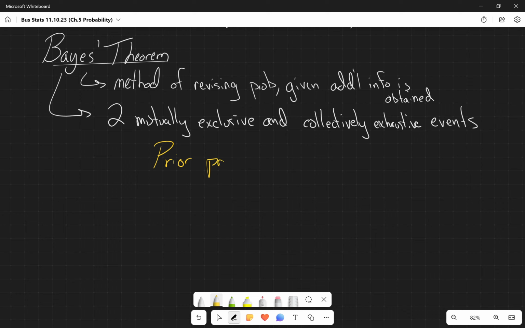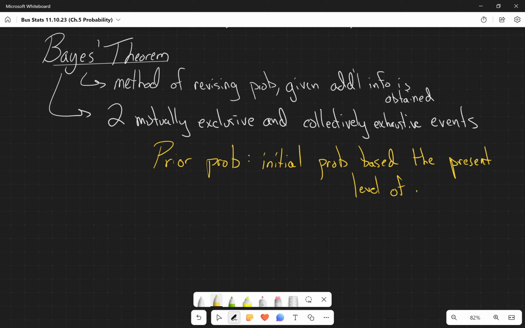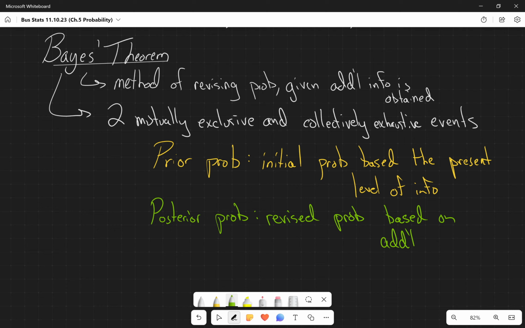A prior probability is going to be my initial probability based on the present level of information. These definitions are going to make a little bit more sense once we do an example. A posterior probability is a revised probability based on the additional information that you've been provided.